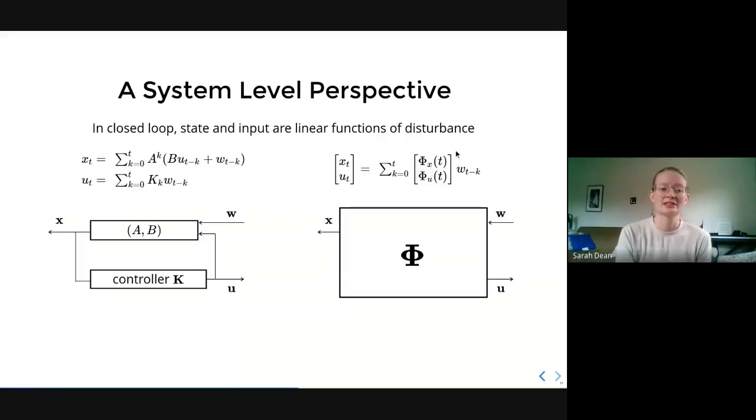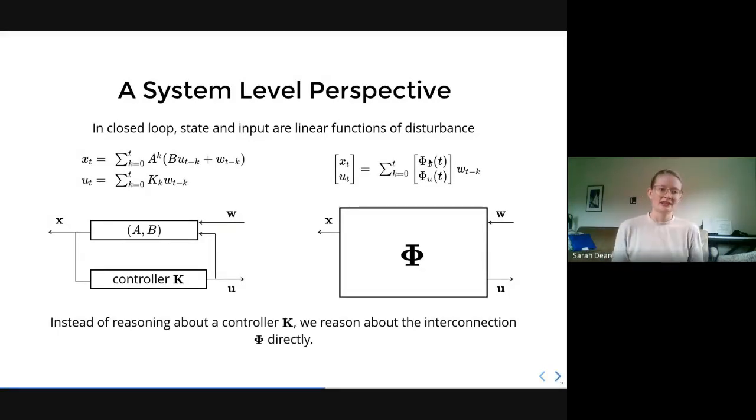This is called the system response of the closed loop system. We have a plant, a controller, states and inputs in closed loop, but we also have some process noise being injected. So I don't have to think about the plant and the controller separately. I can just think about the system response, because that's what describes the trajectories of the system. That's the system level perspective. This means that instead of reasoning about K, we can just reason about the interconnection phi, with some caveats. So let's see how we might make that translation.